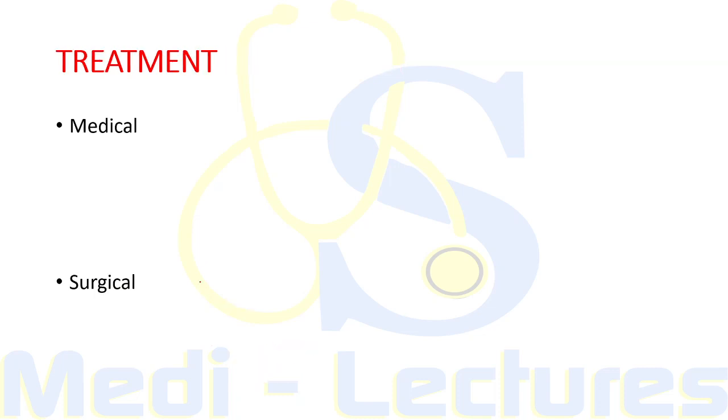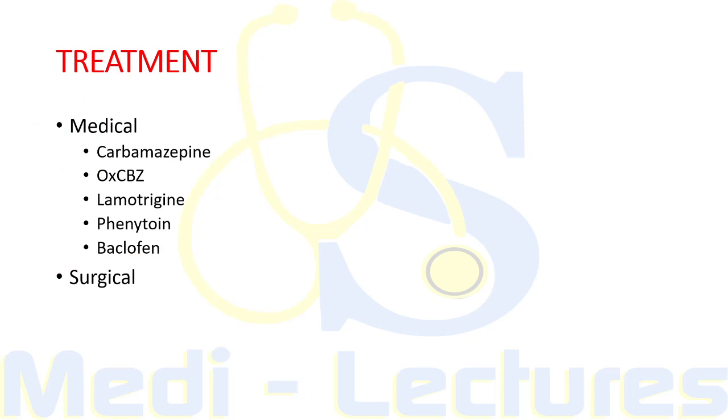Now coming on to last and most important part of this lecture, that is the treatment of trigeminal neuralgia. So treatment can be both medical as well as surgical. First we will be discussing the medical treatment. So the drug of choice for trigeminal neuralgia is carbamazepine, and it is effective in 50 to 75% of patients. Now the dose which we start is 100 milligram daily, and we can take it up to 200 milligram 4 times a day.